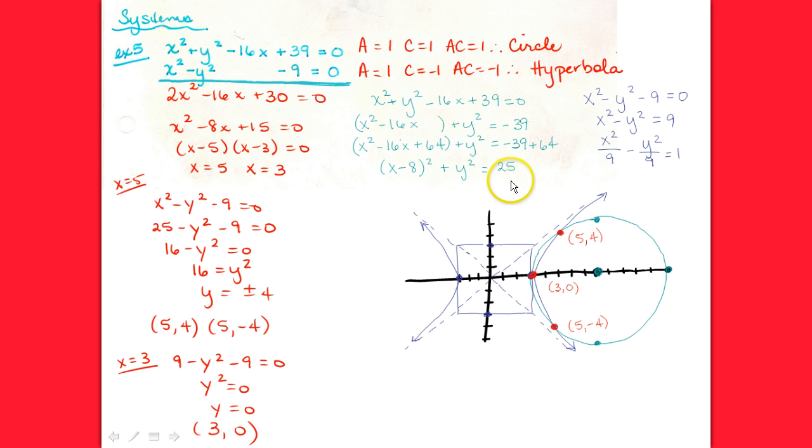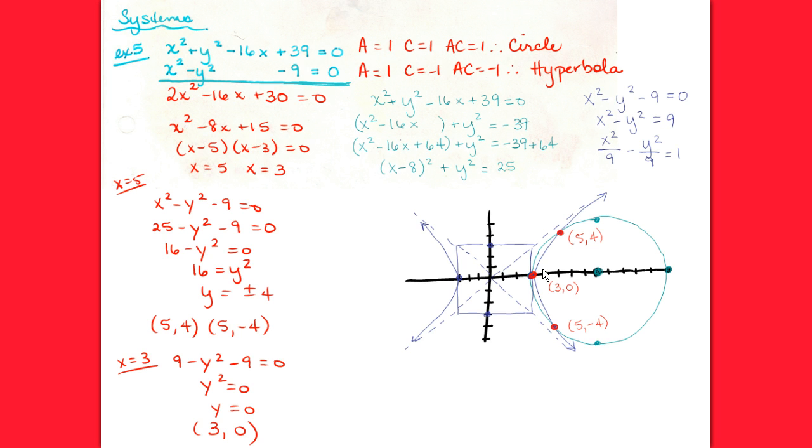Now we know the equation of a circle is (x - h) squared plus (y - k) squared equals r squared. So that means I have a circle with a center of (8, 0) and a radius of 5. So I'm going to come down here to (8, 0), and I'm going to go up 5, down 5, right 5, and left 5, and draw my circle. So absolutely nothing new about that, but just good review for us.